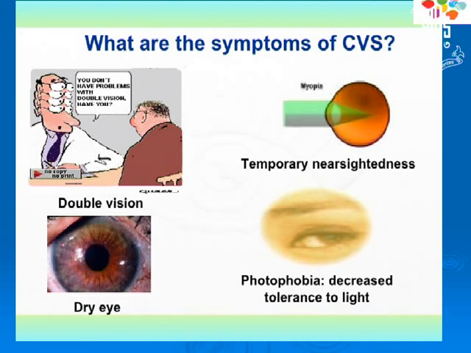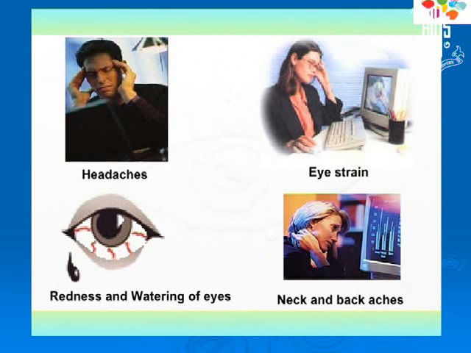So what are the patient's complaints? They will have multiple complaints. Some of them will have double vision. Some of them will tell you that there is a temporary nearsightedness. After working on a computer for a long time, if they look through the window, they will tell you that the images are blurred. Then they definitely will have dry eye, photophobia, and the common symptoms of headache, redness and watering. Associated with that, they will have neck pain, backache, all sorts of things.